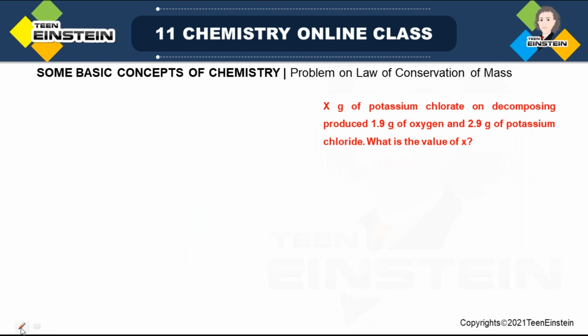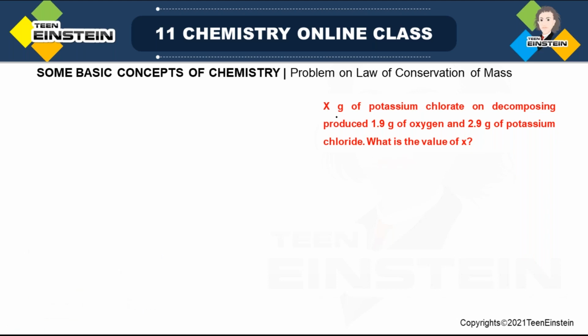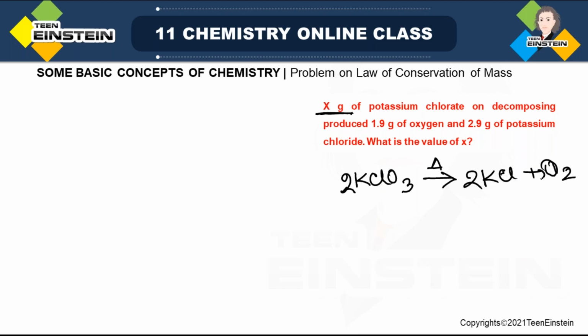Here we have a problem based on the law of conservation of mass. X gram of potassium chlorate, KClO3, when decomposed by application of heat, will be converted to KCl plus O2. If you balance this equation, it will be 2 KClO3 giving 2 KCl plus 3 O2. This is the balanced equation. It is saying X gram of potassium chlorate.